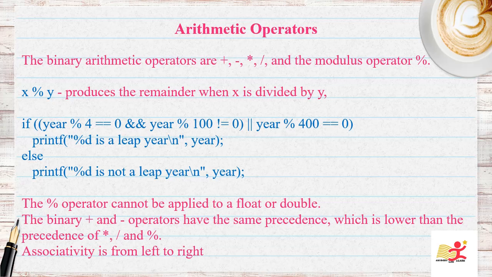The percentage operator cannot be applied to a float or double, it can only be applied to an int. And if you are using negative operands, then the sign of the result for percentage is machine dependent.